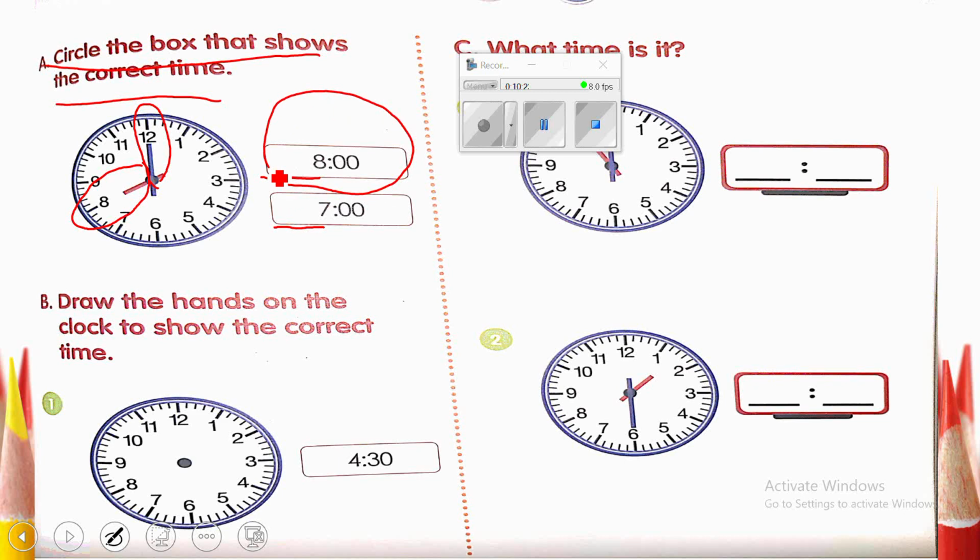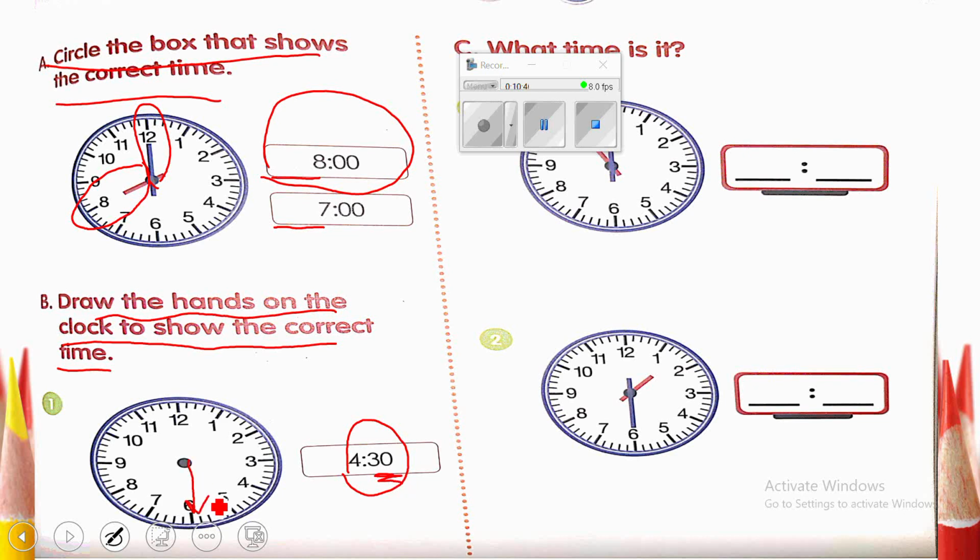B. Draw the hands of the clock to show the correct time. Here is the time for 30 minutes. So I will draw first 30. Where is 30 minutes? Exactly, it's on 6, the long hand.